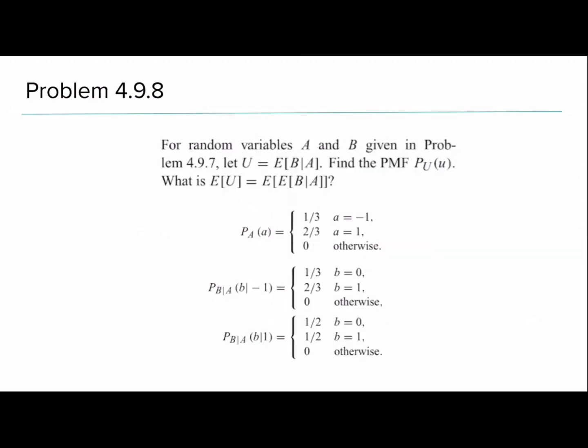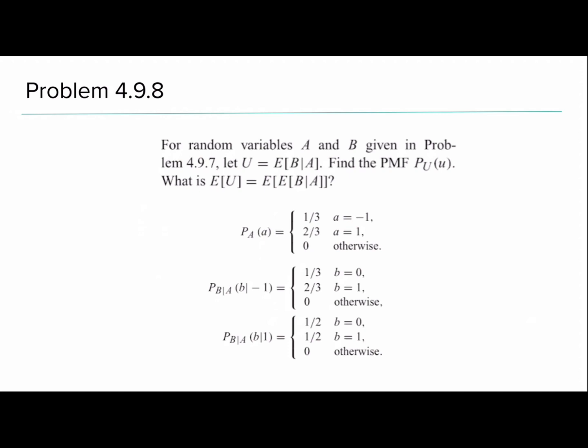So let's move on to the next question, which is question 4.9.8, which says for random variables A and B given in problem 4.9.7, let the random variable U be equal to the expected value of B given A. Find the PMF PU of U. What is the expected value of U, which is equal to the expected value of B given A.